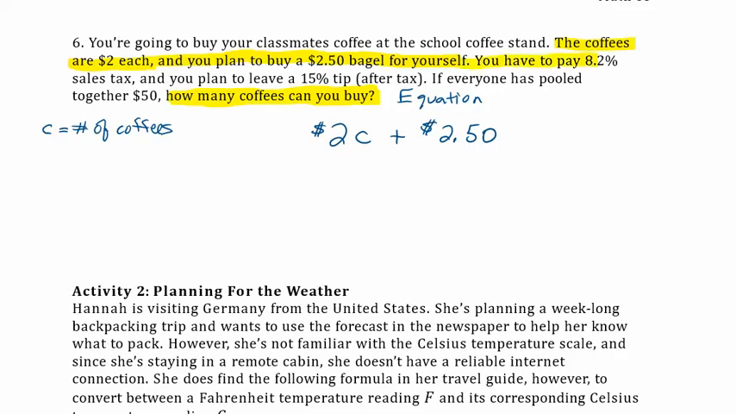Now we have to spend more money. We have to pay 8.2% sales tax. So how do I add the tax into this? Well, I need my multiplier, all right? This is basically an increase of 8.2% on our bill. What is the multiplier for an 8.2% increase? We're going to take 100% plus 8.2%, and that'll give us 108.2%. So my multiplier is 1.082.